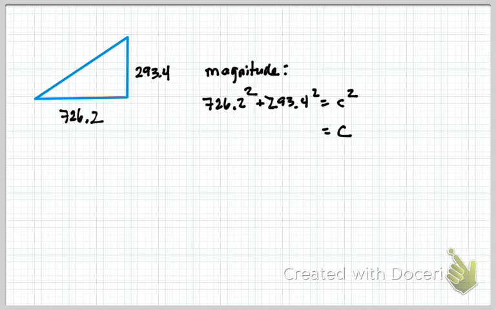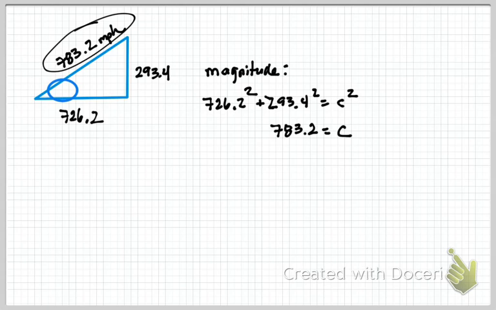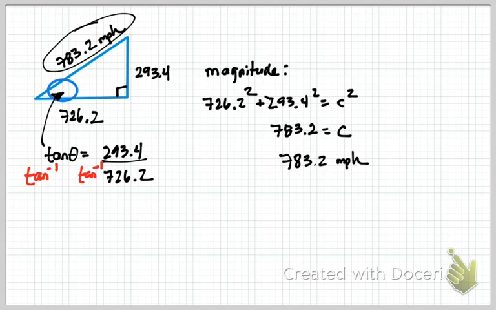Anybody get an answer for C? 783 point. Does that number look familiar? Is that what we got originally? In the last problem, look. What's your distance? 783.2. Now, find your angle. Find your theta. What's theta? 22 degrees. Okay, 22 degrees.